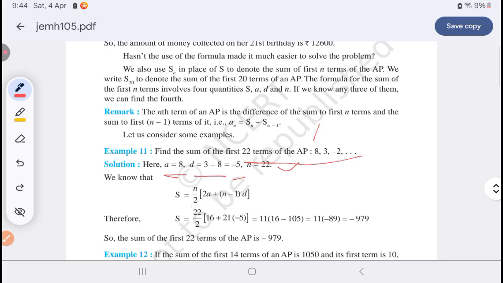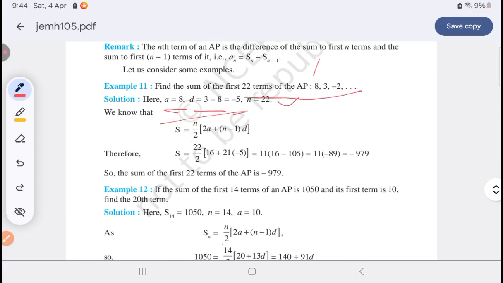So simply you put the numbers in this formula, S equal to n by 2 into 2a plus n minus 1 into d. Then you will get this number, the sum of the first 22 numbers of the AP.